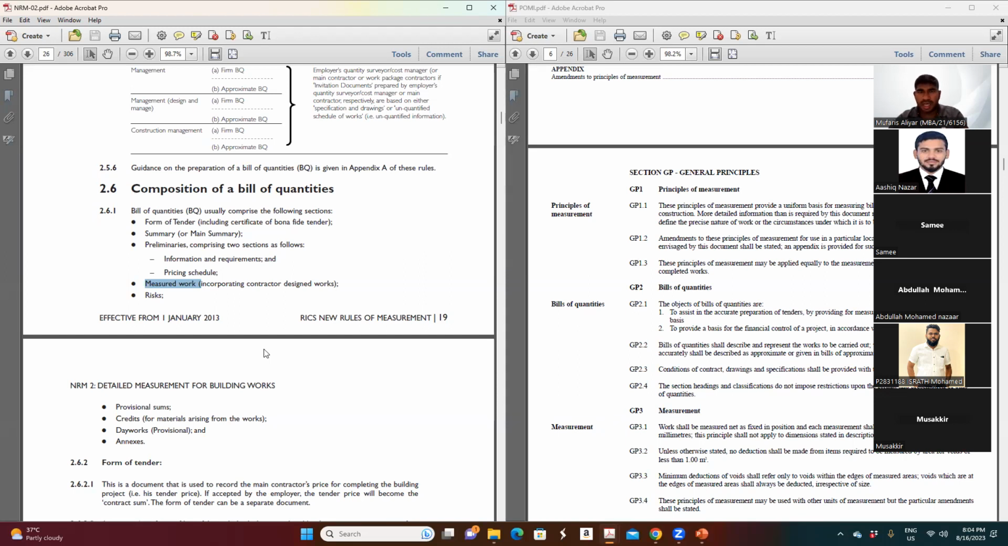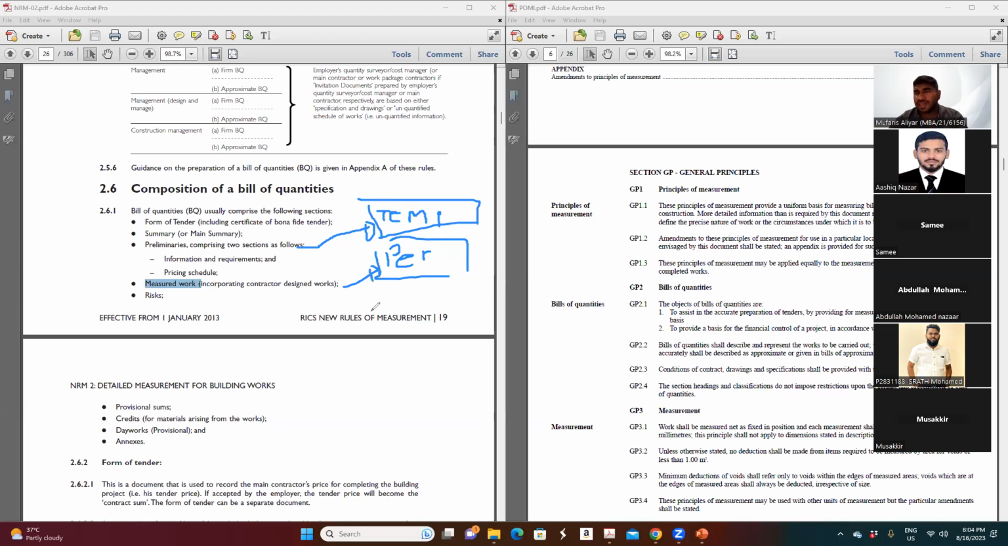As we are studying from the previous, the BOQ is categorized into temporary work and the permanent work. So this temporary work comes under the preliminaries. The temporary work is priced in the preliminaries. The permanent works are priced under the measured works.